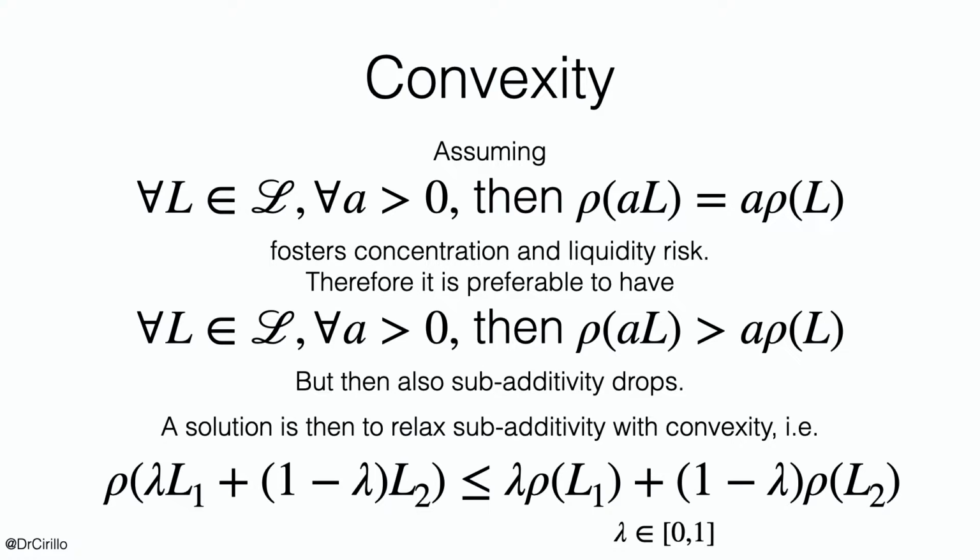A further relaxation of convexity is quasi-convexity, in which the rho of the convex linear combination of L1 and L2 is smaller than or equal to the maximum between rho of L1 and rho of L2. As we shall see, quasi-convexity is a property of several scale-free risk measures, like, for example, the Gini index.